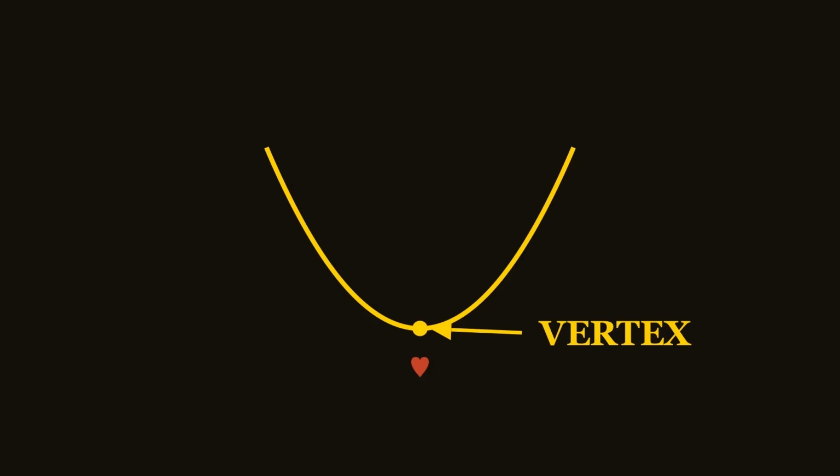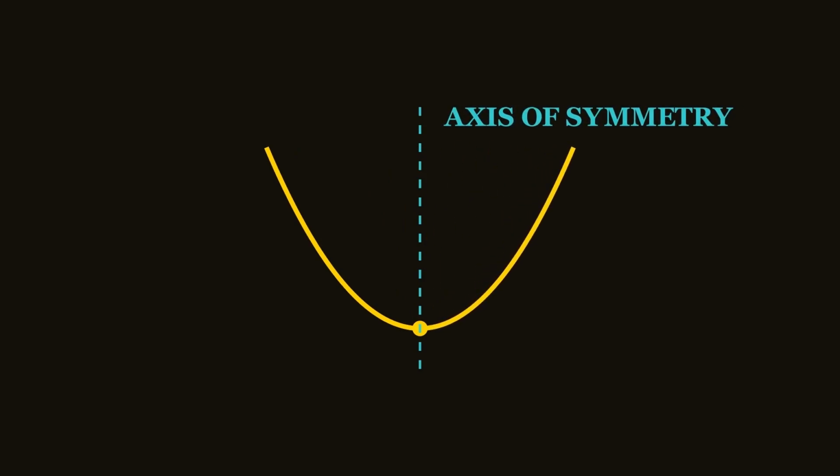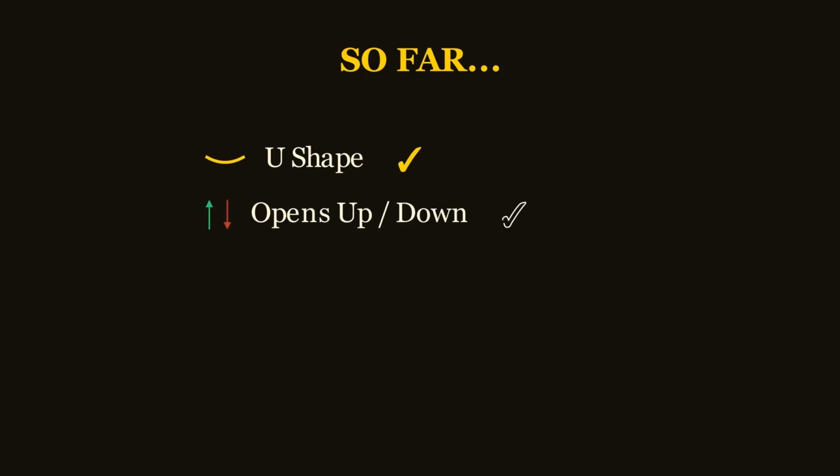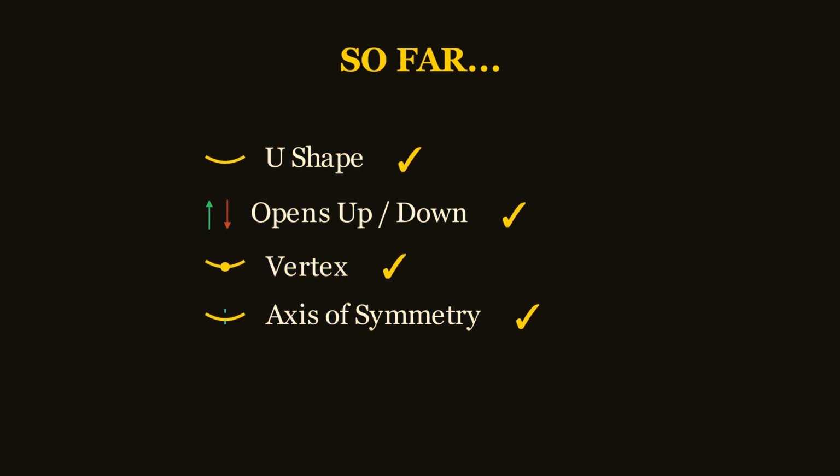And here's something real pretty. A parabola is perfectly symmetric, mirror image symmetric. Drop a straight line down through that vertex, and the left side matches the right side exactly. Fold it in half, it lines up perfect. That magic mirror line's got a name too, the axis of symmetry. Runs right through the vertex, splitting the U into two matching halves. So far, we got the U shape, which way she opens, the vertex at the turn, and the mirror line down the middle.